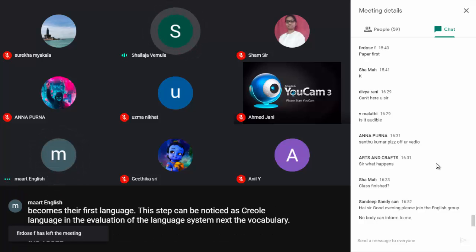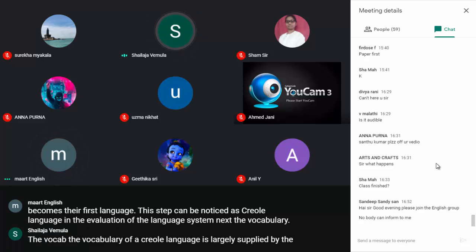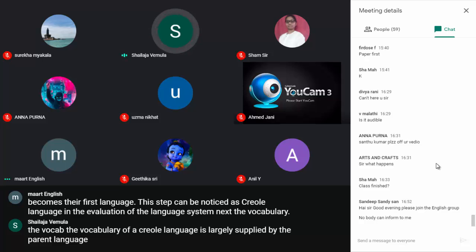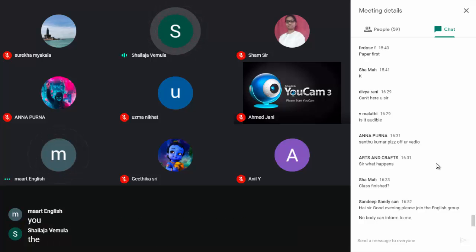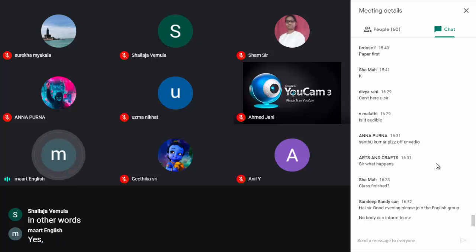The vocabulary of a Creole language is largely supplied by the parent language, that is, the Pidgin. However, the grammar often has original features that may differ substantially from those of the parent languages. In other words, simply, the grammar of the Creole languages is taken from the parents' languages.